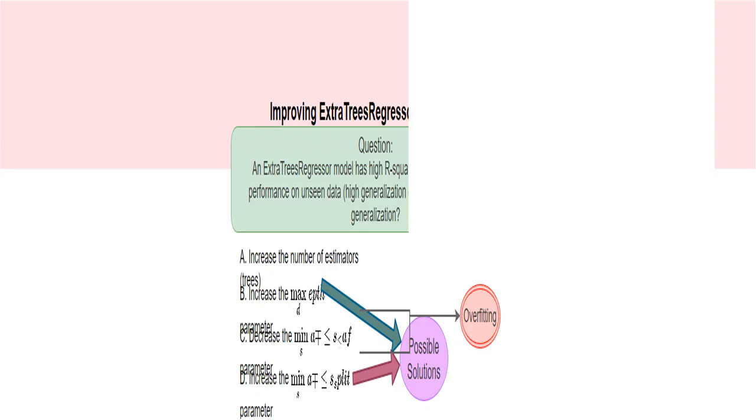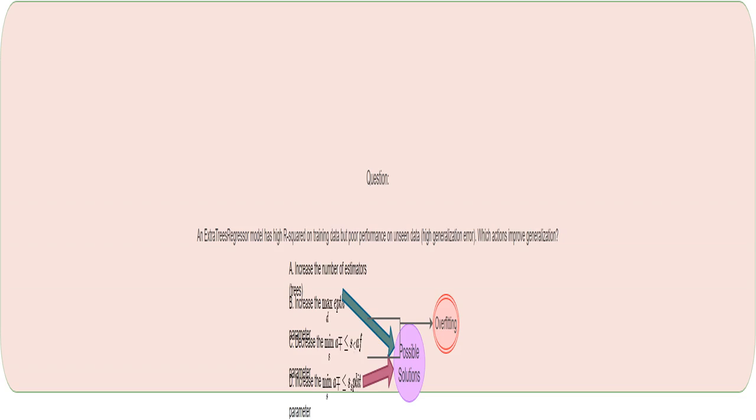This problem focuses on improving the generalization ability of an ExtraTreesRegressor model. I'll explain how to tune the hyperparameters to avoid overfitting, which means making sure the model performs well not just on data it's already seen, but also on new, unseen data. We're dealing with an ExtraTreesRegressor model, a type of ensemble learning model using multiple decision trees, that shows great performance on the training data, high R-squared, but poorly predicts new, unseen data. This is a classic overfitting issue.